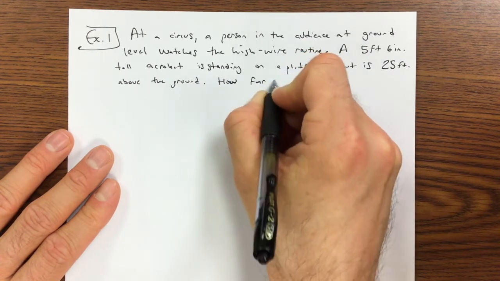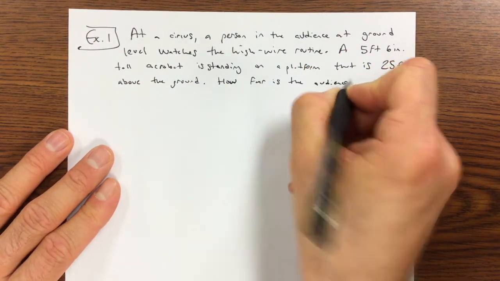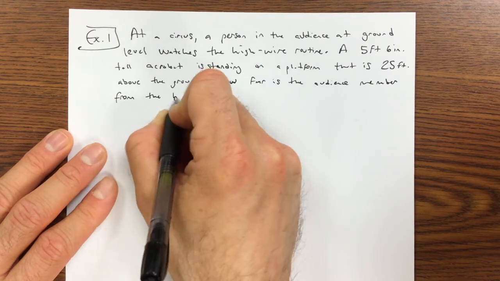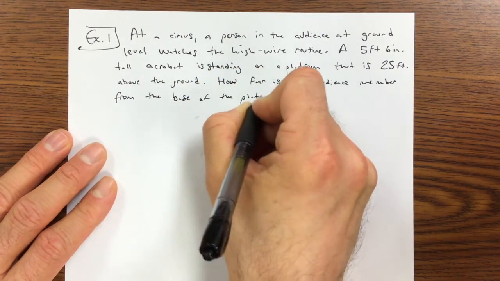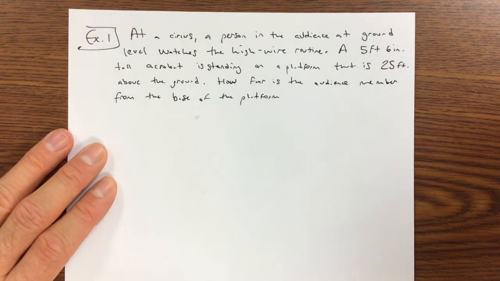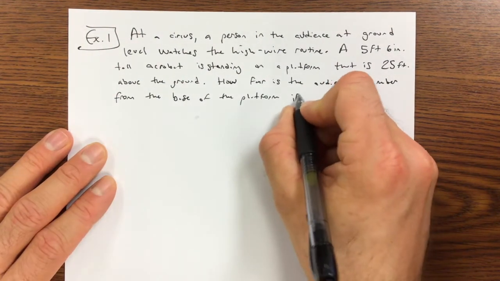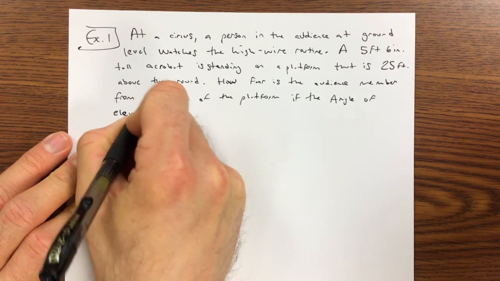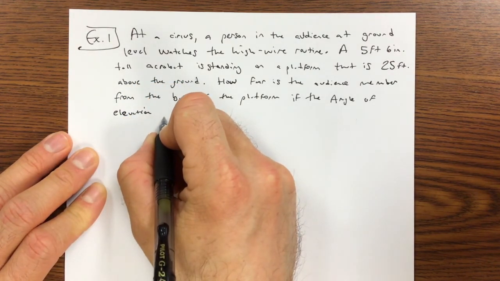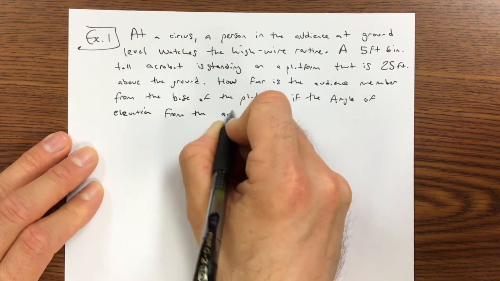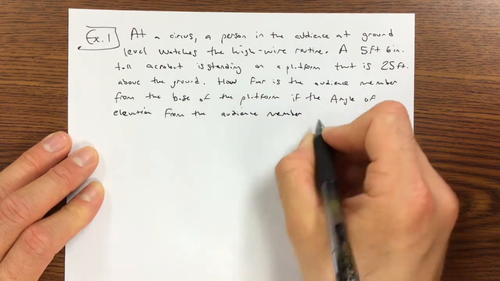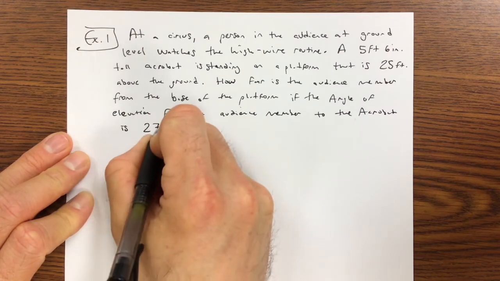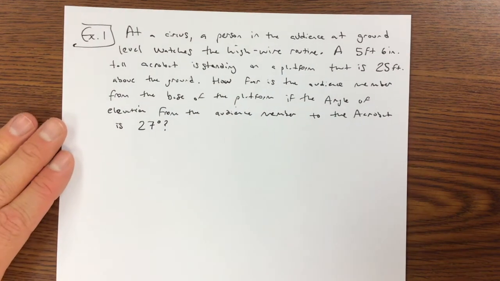How far is the audience member from the base of the platform if the angle of elevation from the audience member to the acrobat is 27 degrees? One more time, everybody, one more time.